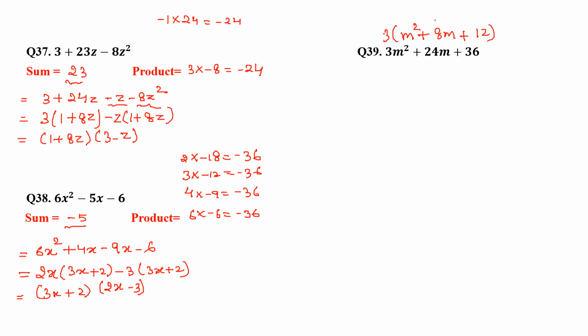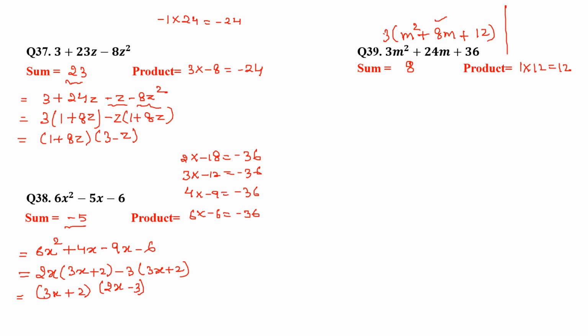Now I am going to factorize m square plus 8m plus 12. So if you see here, your sum is going to be 8 and the product is 1 into 12, which is 12, because here a is 1. Now you have to find two numbers whose sum is 8 and the product is 12.